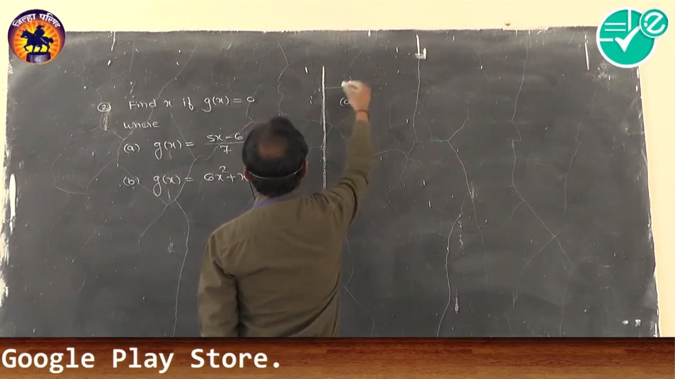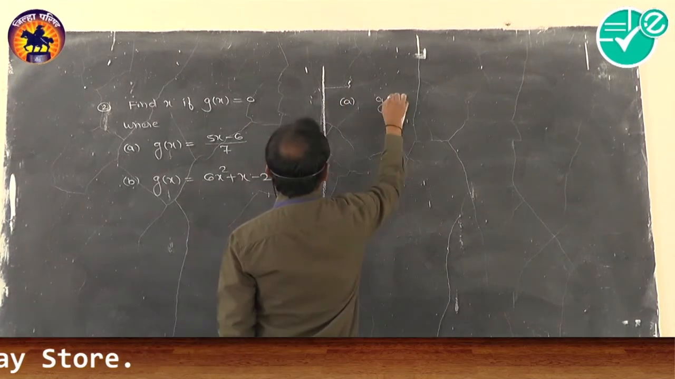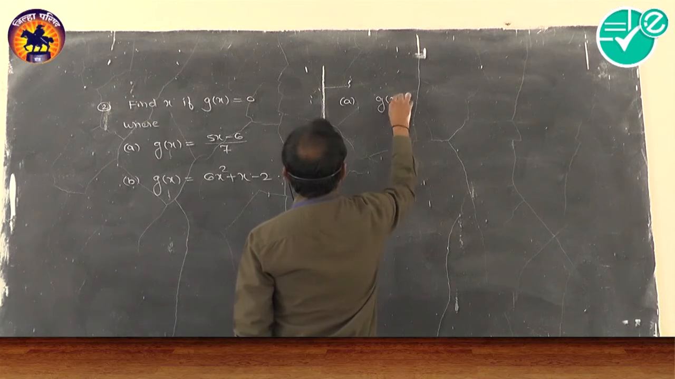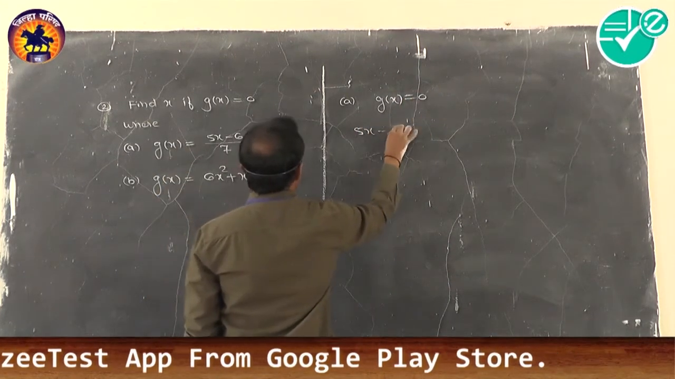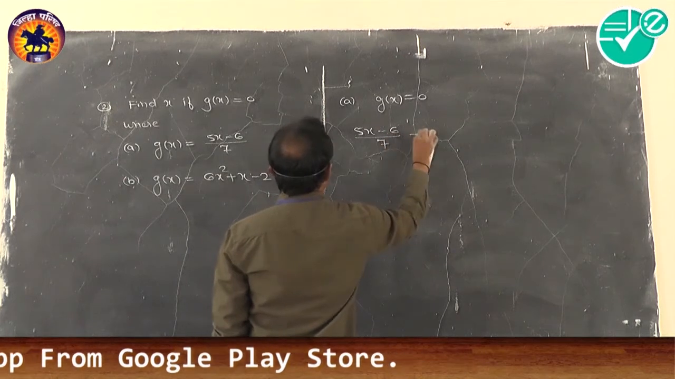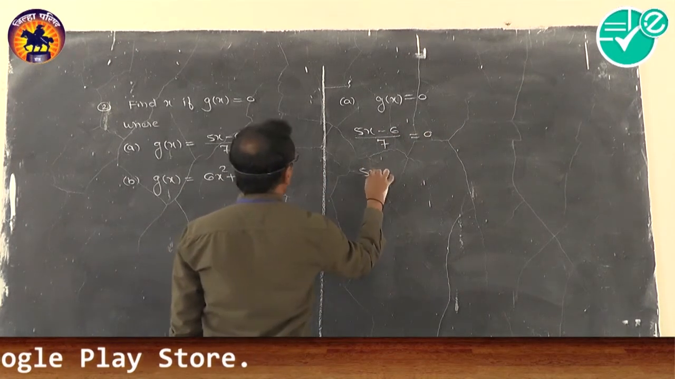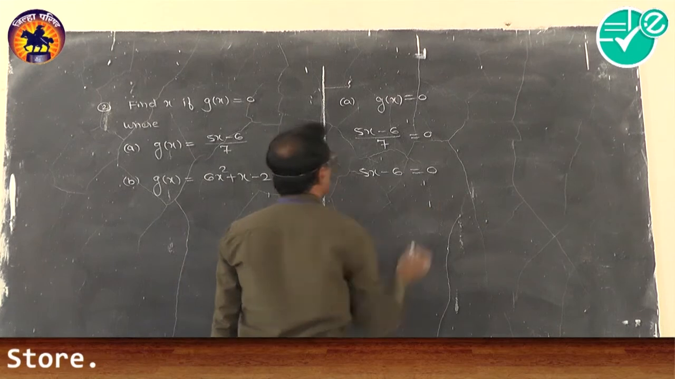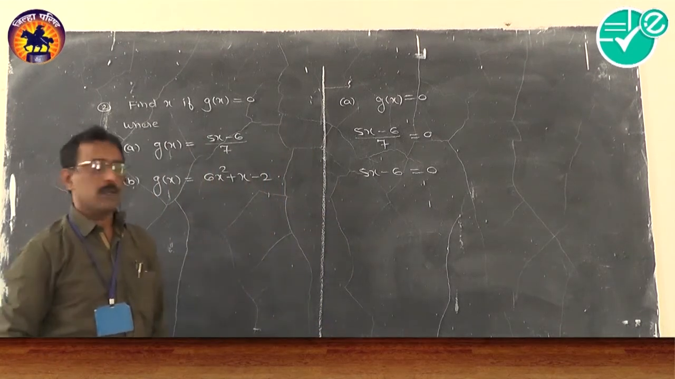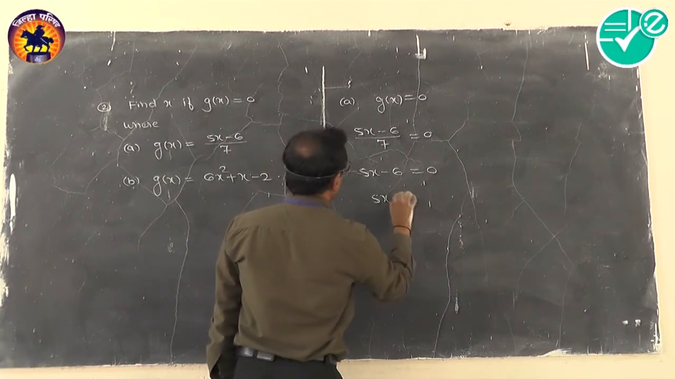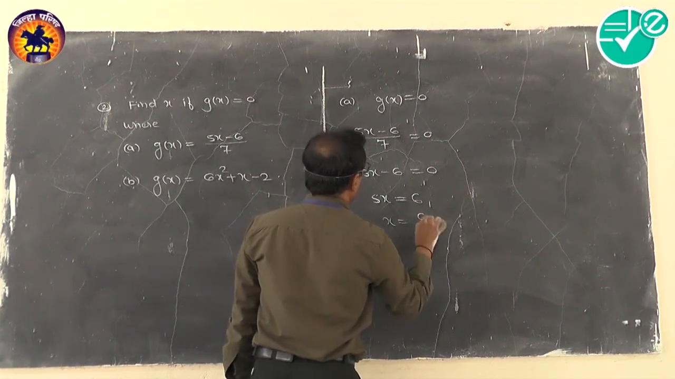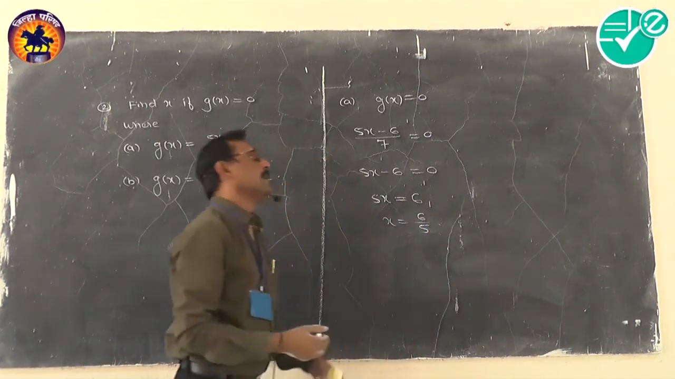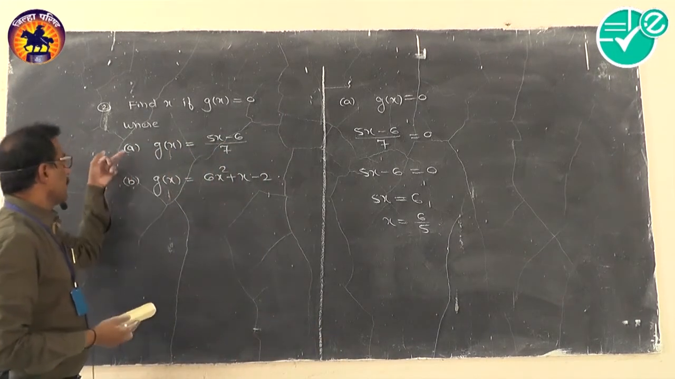Now concerning sub question A, here g of x is given to be 0. What is g of x? (5x minus 6) upon 7 is equal to 0. So 5x minus 6, cross multiply: 7 into 0 is 0. So 5x is equal to 6, and what is the value of x now? x equals 6 by 5. Now we have solved this A bit.